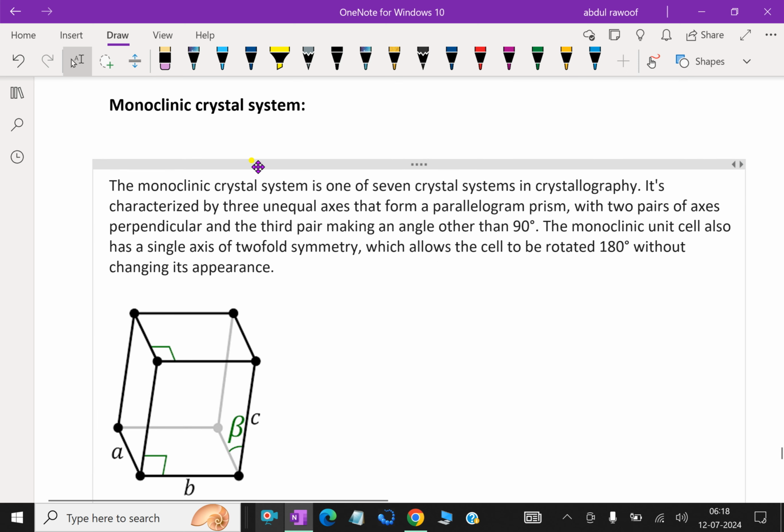Next one, monoclinic crystal system. The monoclinic crystal system is one of the 7 crystal systems in crystallography. It is characterized by 3 unequal axes that form a parallelogram prism with 2 pairs of axes perpendicular and the third pair making an angle other than 90 degrees. The monoclinic unit cell also has a single axis of twofold symmetry, which allows the cell to be rotated 180 degrees without changing its appearance.